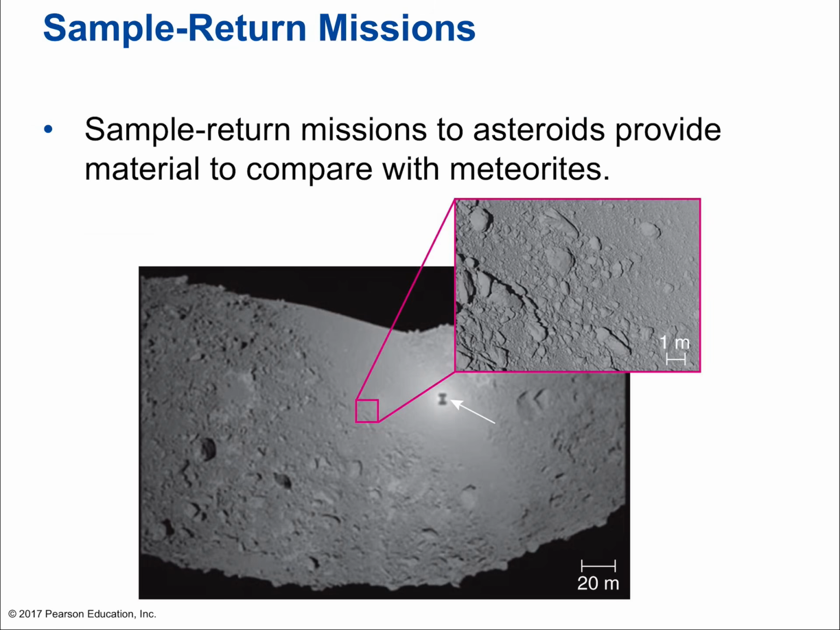And we have actually landed on asteroids, collected samples, and come back to Earth. All right, so sample return missions to asteroids provide material to compare with meteorites. And that's pretty important, and it's pretty recent that we've been able to do that. That really confirmed our models and our hypotheses, because we were really able to see that, yeah, this rock is in fact the same type of rock that comes from an asteroid.